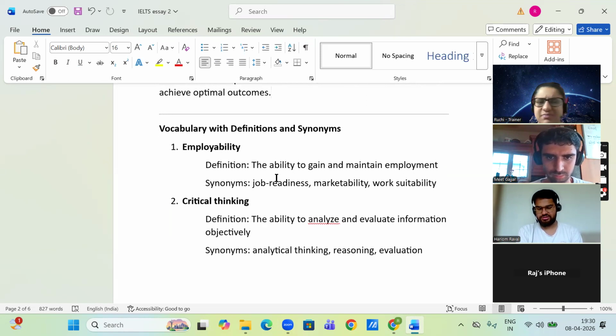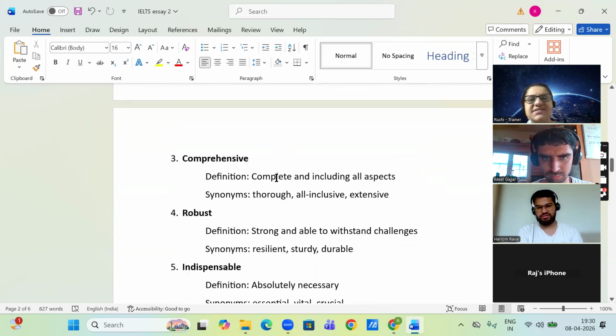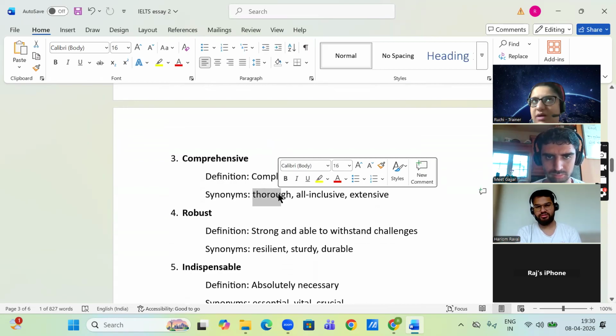Critical thinking is a very simple word. The ability to analyze and evaluate any information objectively. That's critical thinking. Moving ahead from there. Comprehensive मैंने आप लोगों को करवाया था. Comprehensive का मतलब होता है बहुत डिटेल्ड तरीके से, कुछ भी छूट ना जाए उस तरीके से, एकदम कंप्लीट तरीके से. उसके सिनोनिम्स भी कितने सिंपल है. Thoroughly, हम बोलते हैं ना, તમે એકદમ thoroughly તૈયારી કરીને આવજો, કઈ રહી ના જવું જોઈએ. So that is comprehensively करना, thoroughly करना, extensively करना.